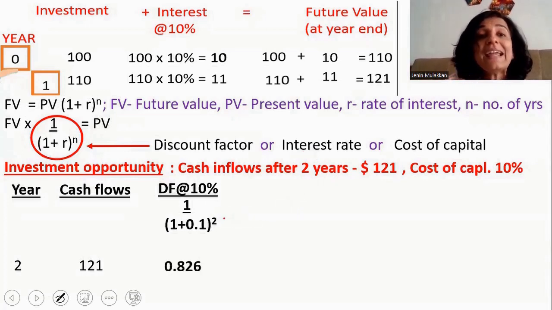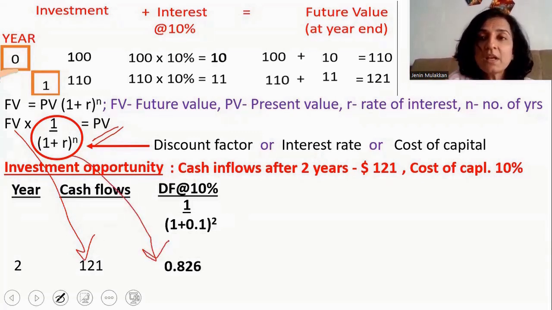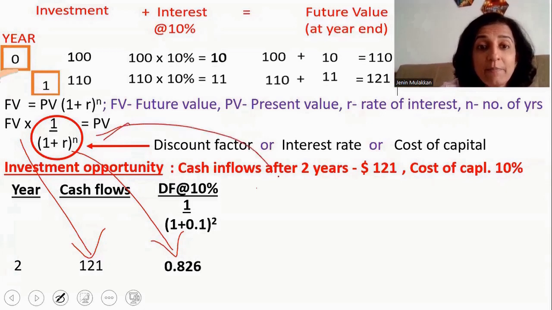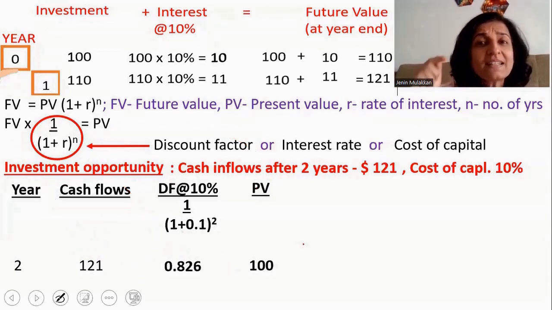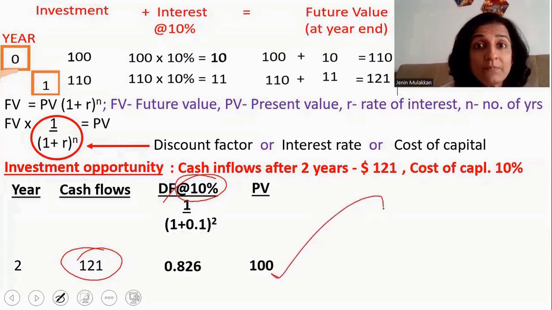Discount factor is 0.826. So in order to find out the present value, we know that the future value of $121 has to be multiplied with the discount factor. So you immediately multiply the future value, that is $121, with the discount factor, that is 0.826, to get the present value as 100. That is 121 into 0.826 gives 100. So what is the meaning of this? The amount that you have to invest now to get $121 at an interest rate of 10% is just $100. That is what you have calculated.